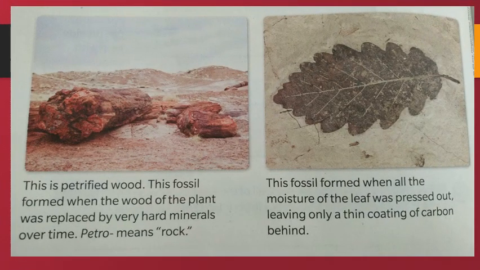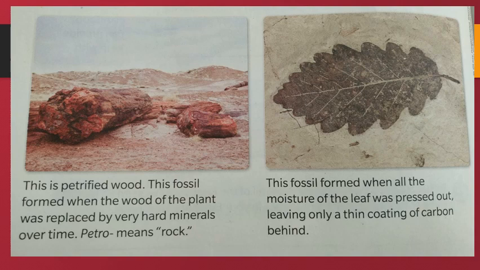Now let us look at these pictures. This is also from page 354 of your book. The first picture shows petrified wood. So what is petrified wood? It is wood which has been in that place for a lot of years. Petro usually means rock, meaning the wood has turned so strong it looks like a rock. This fossil formed when the wood of the plant was replaced by very hard minerals over time.